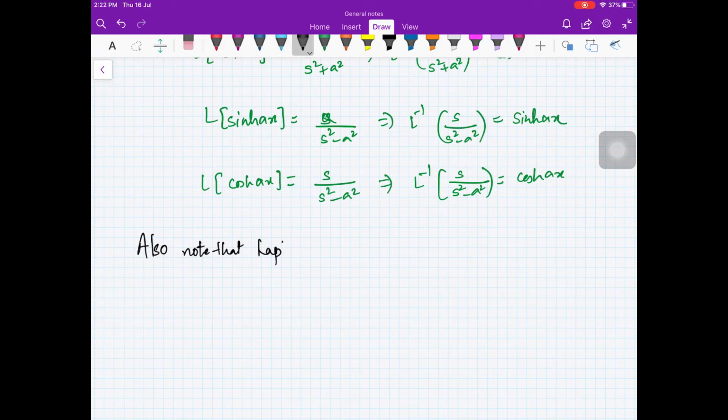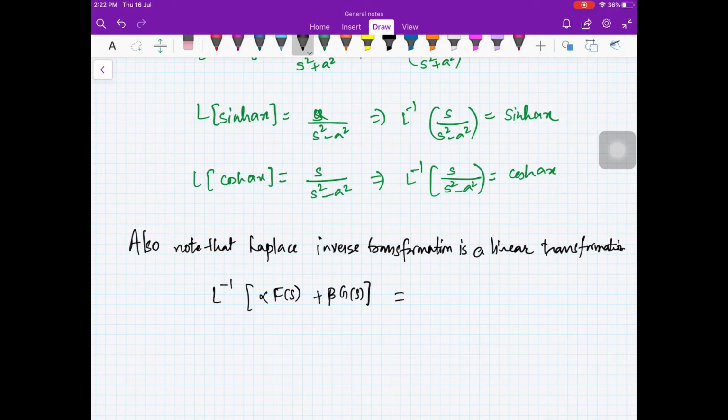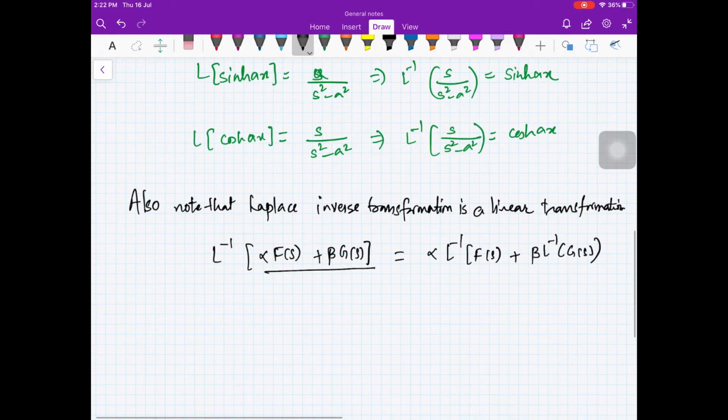Also note that Laplace inverse transformation is a linear transformation. How? It is very simple. If you want to find out L inverse of, say, alpha F of s plus beta G of s, and you want to prove that this is a linear transformation, then you need to prove that this should be equal to alpha L inverse of F of s plus beta L inverse of G of s, right? So this is what you want to prove.